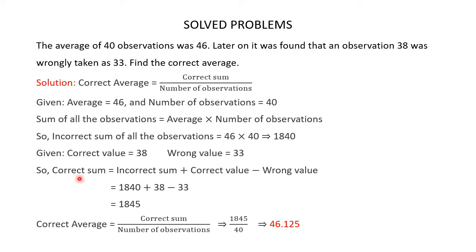Now we know that the correct sum is equal to incorrect sum plus correct value minus wrong value. So 1840 plus 38 minus 33 will give us 1845. So 1845 is the correct sum. We know that the number of observations is 40. So the correct average is 1845 divided by 40, which is 46.125. So the correct average is 46.125.